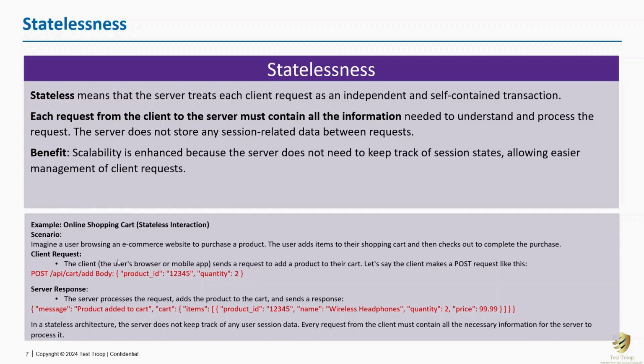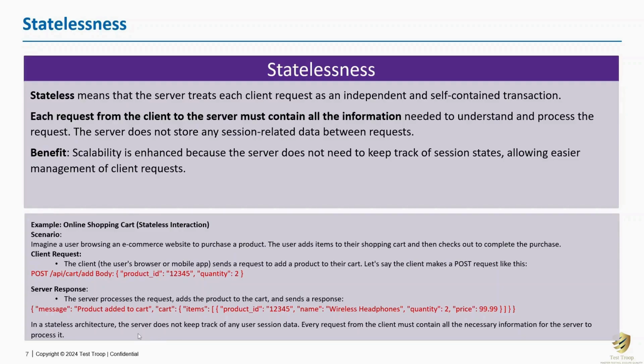Now the client calls the add to cart API to add the newly added product. Since the server does not store any history of the transaction, the server does not know that there are already two products added to the cart. Now it's the client's responsibility to send the product quantity as 3, to tell the server that I want to add the wireless headphone, which is of this product ID, with the quantity 3.